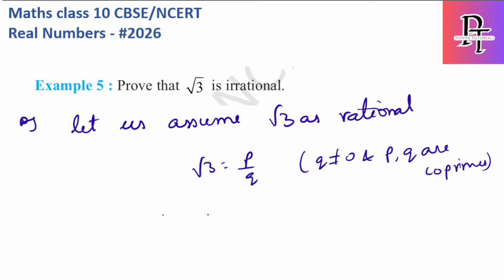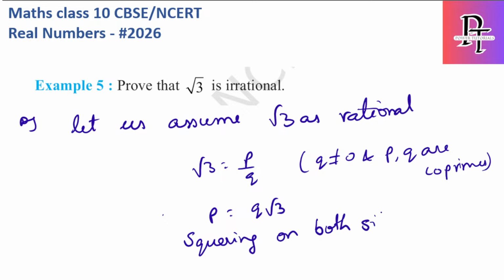Okay, so now what I will do is just cross multiply. I will get p is equal to q root 3. Now squaring on both sides, what will I get? I will get p square is equal to q square into 3.